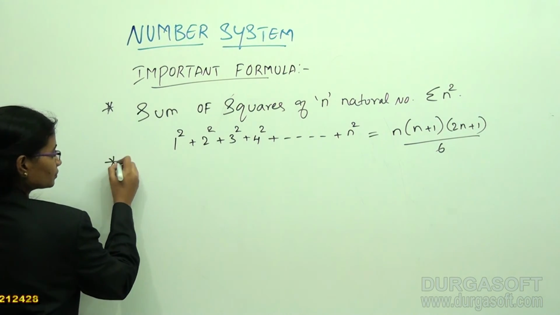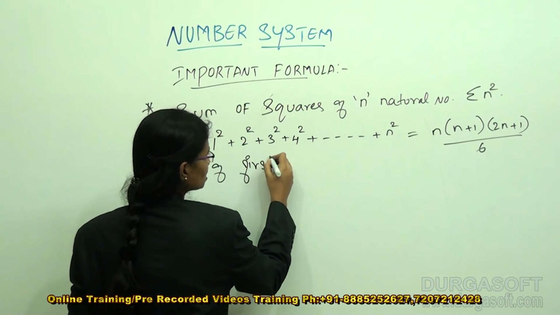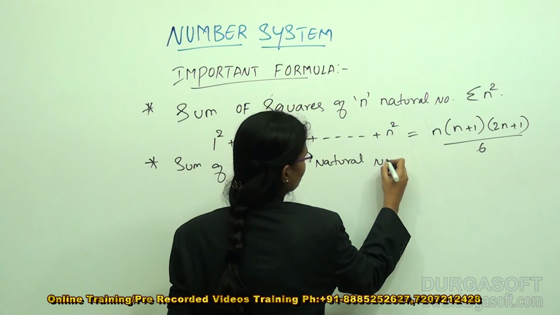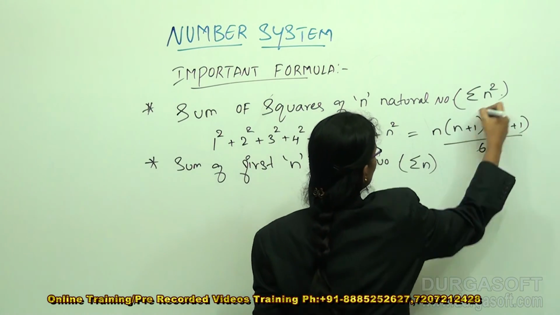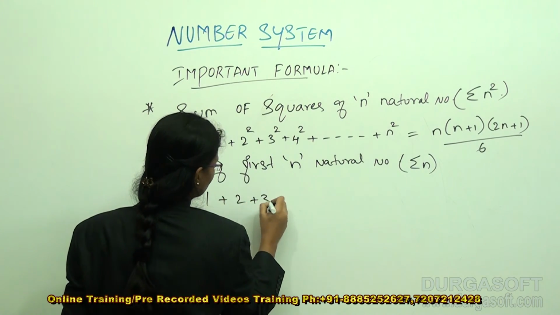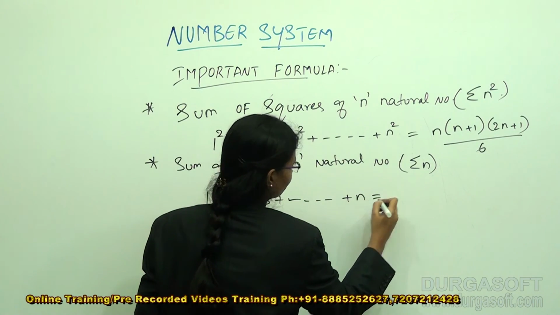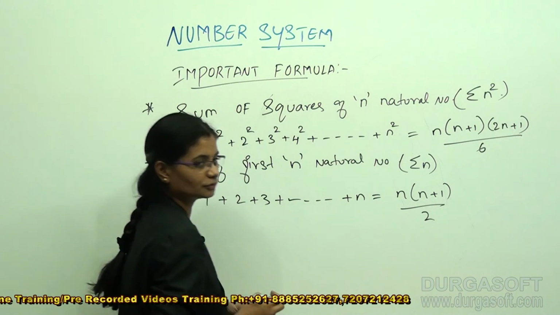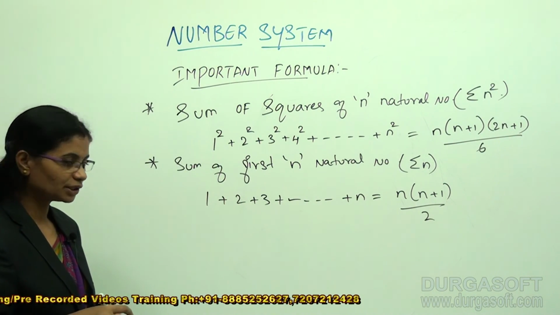Next, the sum of first n natural numbers. We can represent this as sigma n. Natural numbers start from 1, so 1, 2, 3, and so on up to n. The formula for the sum of first n natural numbers is n into n plus 1 by 2, right?